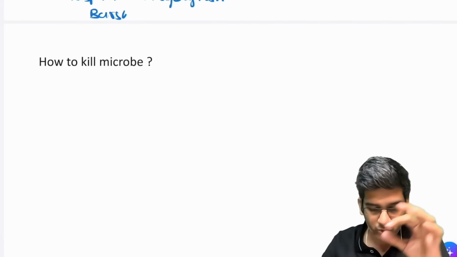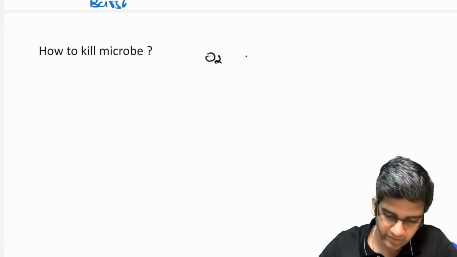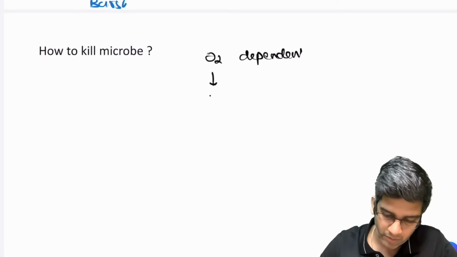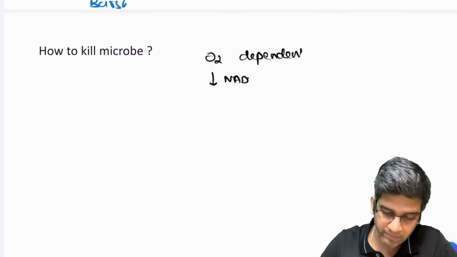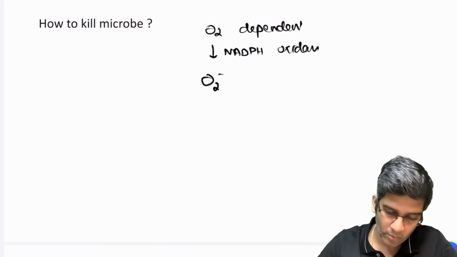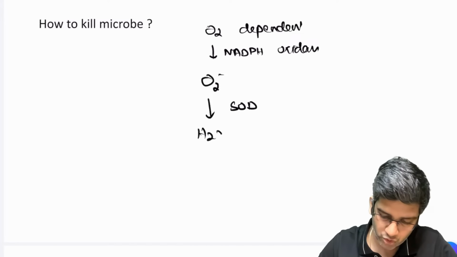So how do I kill the microbe? The main mechanism is oxygen dependent and is respiratory burst. It's always oxygen dependent, which is my main mechanism. Once I have that, with the help of the most important enzymes, these enzymes and these pathways are a must for me. NADPH oxidase produces O2 minus, which is superoxide. The enzyme superoxide dismutase produces H2O2.